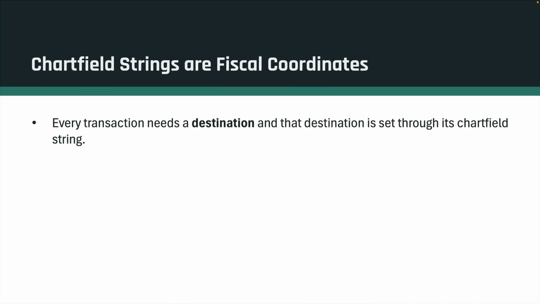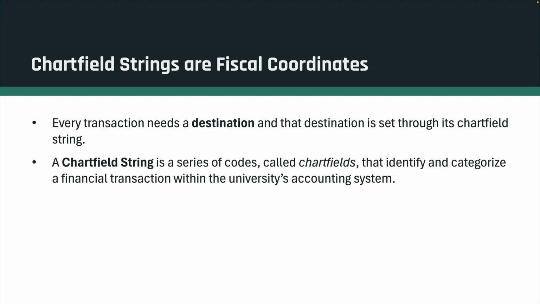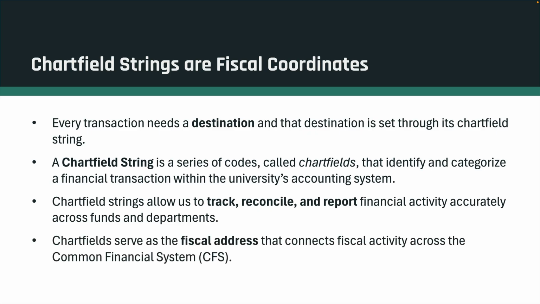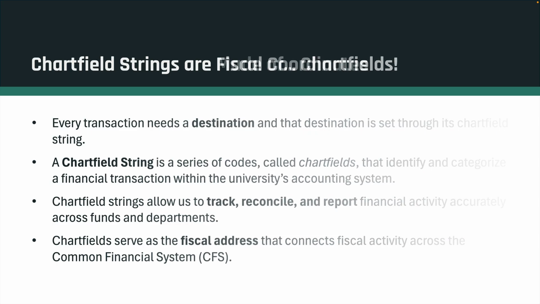Every financial transaction needs a destination. That destination is determined by something called a chart field string. A chart field string is made up of smaller components, or chart fields, each one describing a piece of the transaction. Chart field strings allow us to accurately track and trace financial activity across all university financials. Ultimately, they form what can be thought of as the fiscal GPS coordinates of the university's financial system.